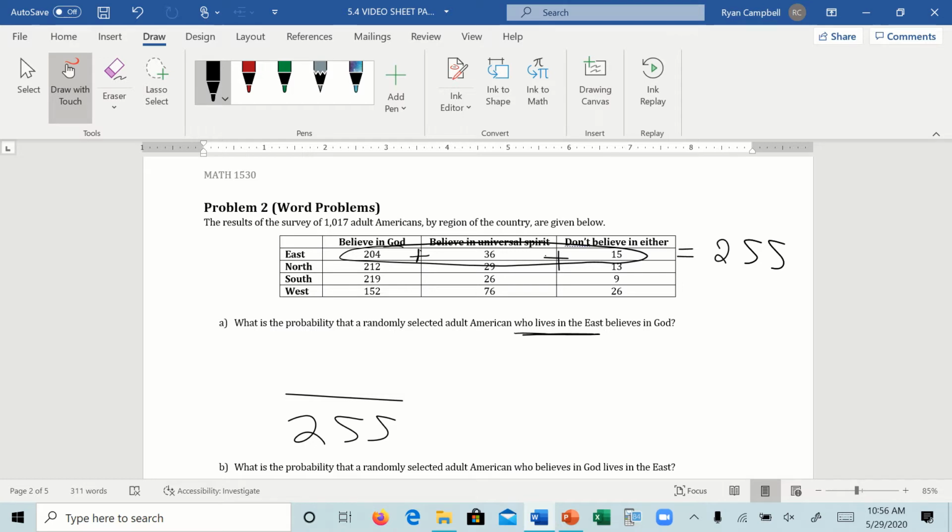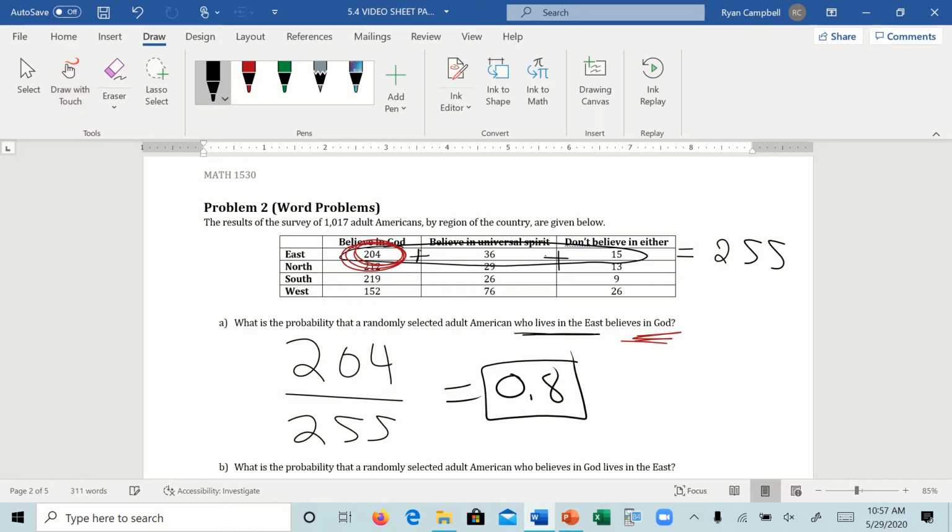Now, we want to know the people who live in the east believing in God. Out of the people who are in the east, who are the ones that believe in God? It's this 204 number. So 204 is the only ones that believe in God in the east out of all the ones in the east, which is 255. When we divide that out, we get 0.8. And that's our final answer.